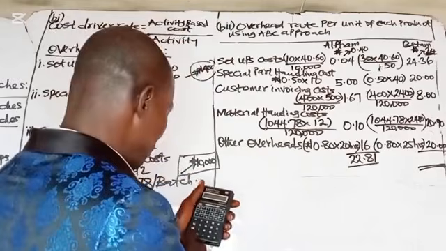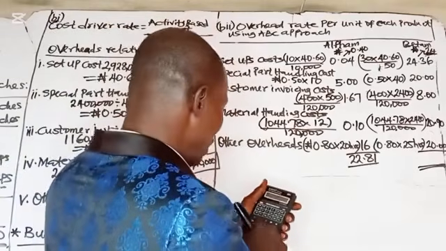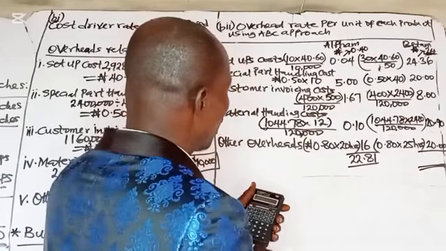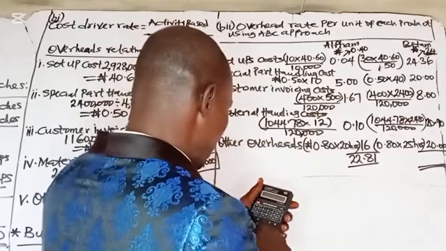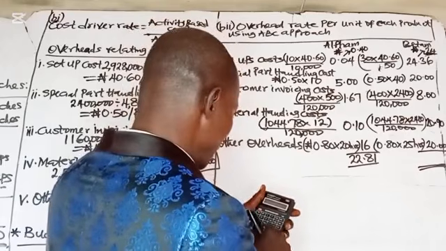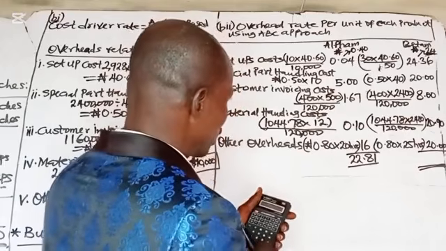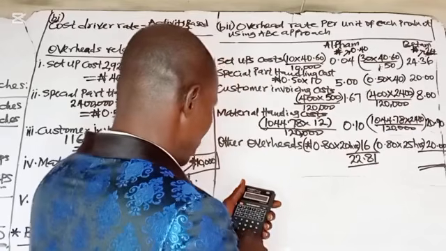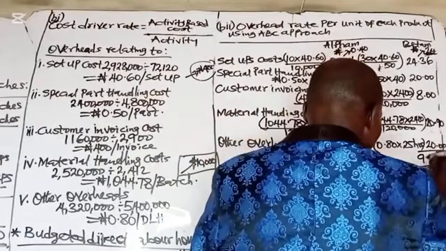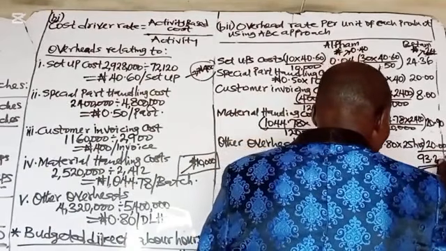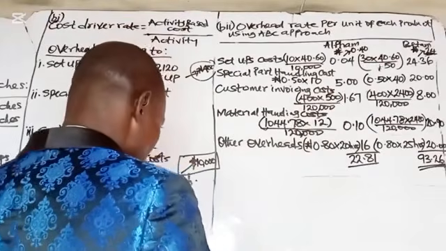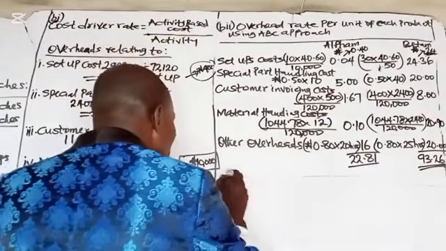For Betam, 24.36 plus 20 plus 8 plus 20.9 plus 20. We have 93.26. That is the solution to B2. Now, let's have the C part of the question.